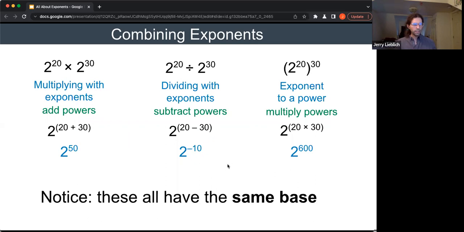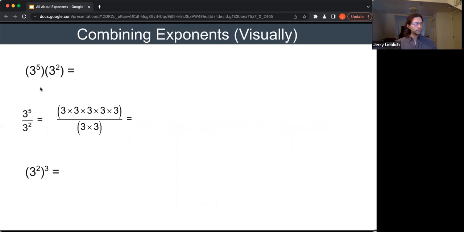Now, I promised I would tell you why this is. So let's unpack this a little bit. When I'm multiplying by the same base, remember all an exponent is just shorthand for repeated multiplication. So let's expand these out. I've got 3 to the 5th times 3 squared. Well, that just means I have 3 times itself 7 times. 5 plus 2 is 7.